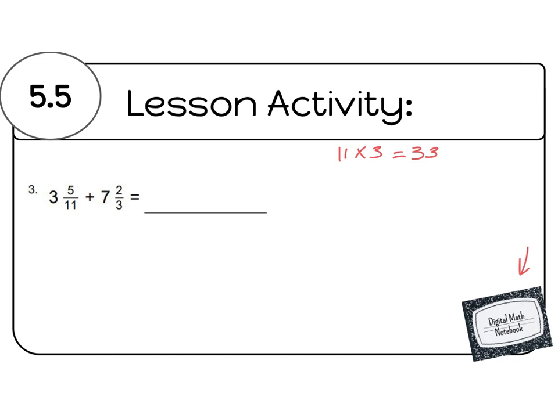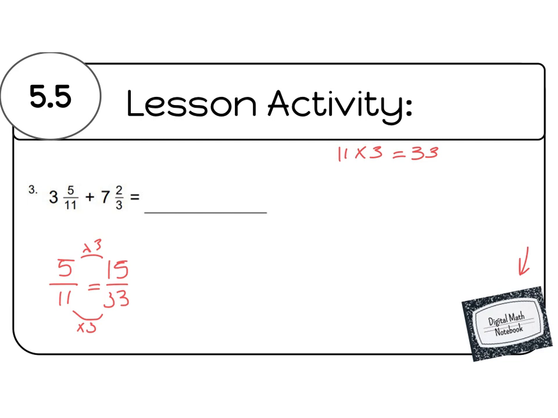That means we need to change both of our fractions. We need to change 5/11 into something over 33. In order to change 11 into 33, we multiply by 3. So 5 times 3 is 15. So that means that number is going to be 3 and 15/33.